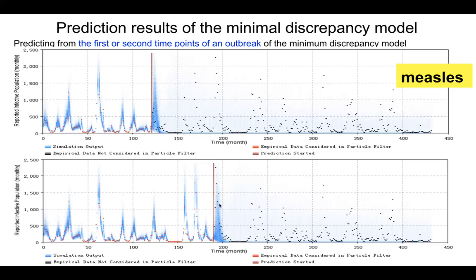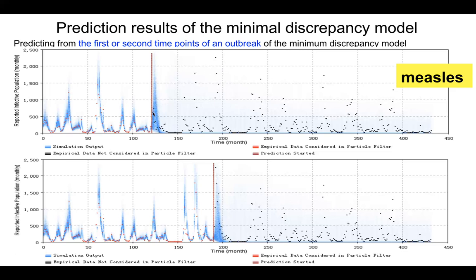Here we have done two experiments. We can see that the red line indicates the start date of the projection. Before the red line, which means before the projection started, we have incorporated the empirical data, which is the red dots here, in the particle filtering model, and that helps us to ground the model. But when the prediction starts, we only run the system dynamic model, which is the state space model in the particle filtering, without incorporating any of that empirical data.